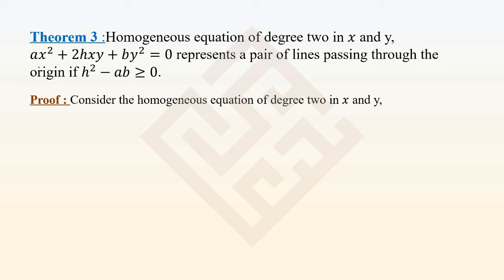अब अगर हमारे पास होमोजेनियस इक्वेशन इस तरह का दिया हुआ है और यू हैव दिस कंडीशन दैट इज h square minus ab is greater than or equal to 0, then only this homogeneous equation is going to represent a pair of lines. So let us consider the homogeneous equation of degree 2 in x and y, that is ax square plus 2hxy plus by square is equal to 0.